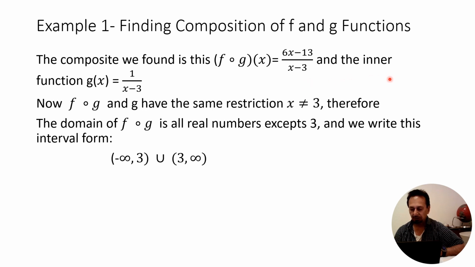And we already know the inner function is g of x is 1 over x minus 3. So it looks like they look the same. Both have the same restrictions. X cannot be 3. So the domain of this would be all real numbers except 3. And we write this in interval notation, minus infinity to 3 union 3 to infinity.